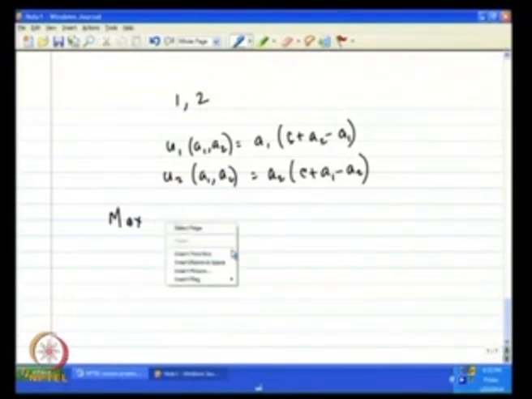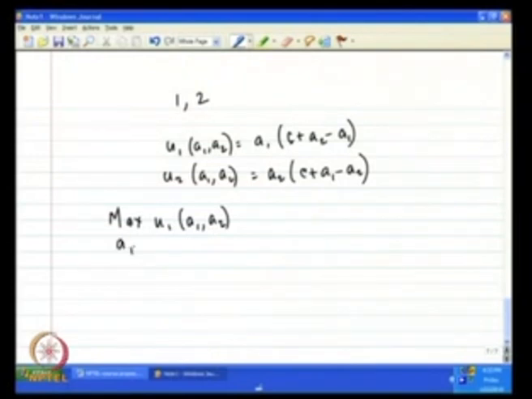So, in other words, to find the best response function I should maximize U1 with respect to A1. I should find that value of A1 which maximizes U1 given the value of A2. And that will be my best response to A2. So, this translates into maximizing A1 times C plus A2 minus A1. This I have to maximize with respect to A1.